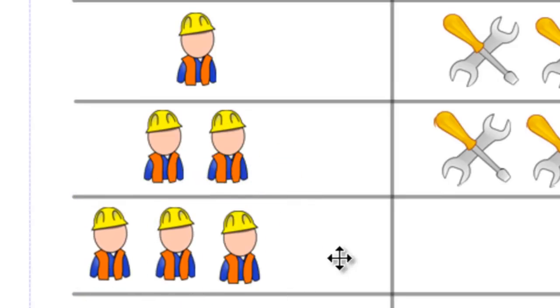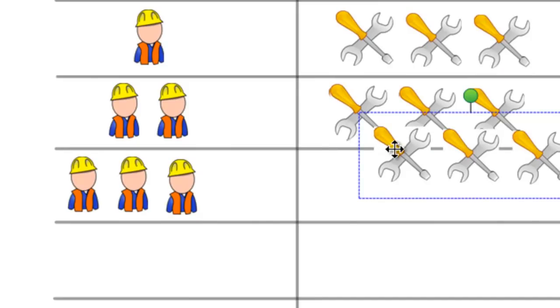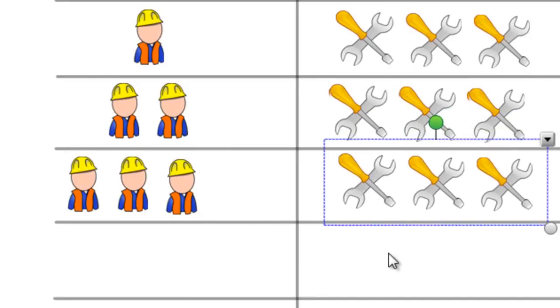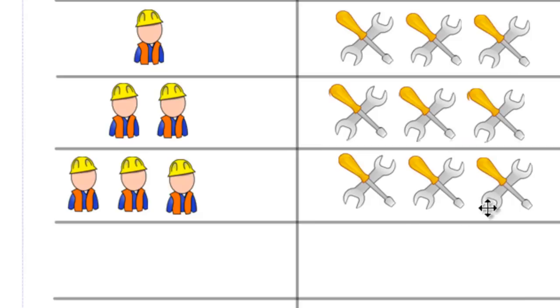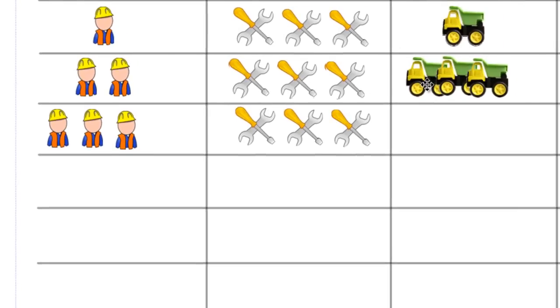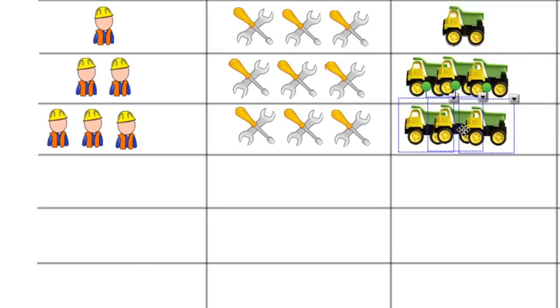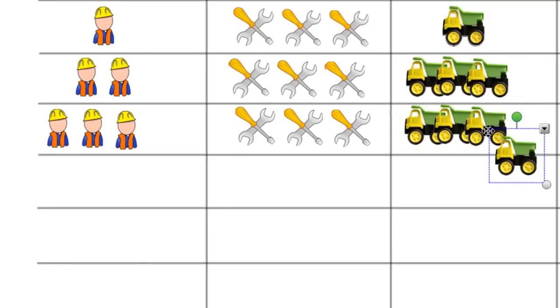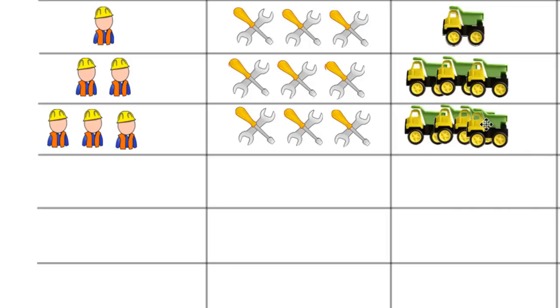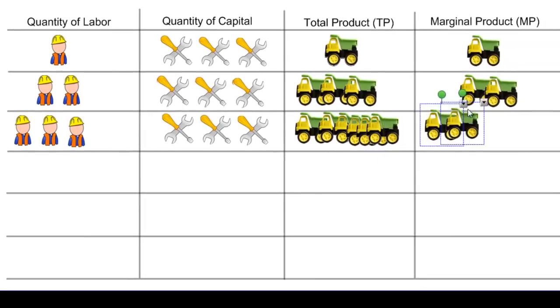So in the next round, we're going to have 3 workers employed, but again, the amount of capital is fixed since we're in the short run here. With 3 workers, the productivity increases even further. And now, instead of 3 trucks, the 3 workers combined are able to produce 6 trucks total. The capital is being used very efficiently now. Since each worker has his own set of tools to work at, all capital can be used efficiently, giving us a marginal product of 3 trucks.